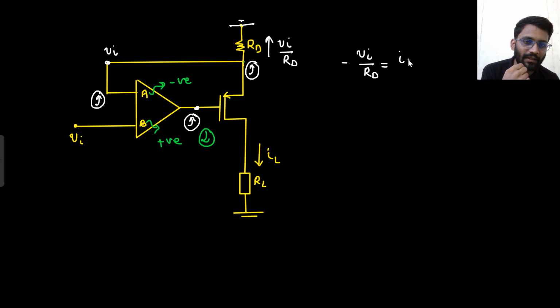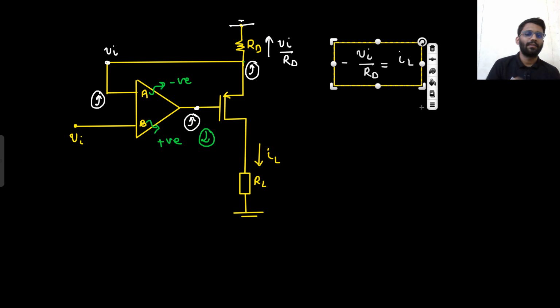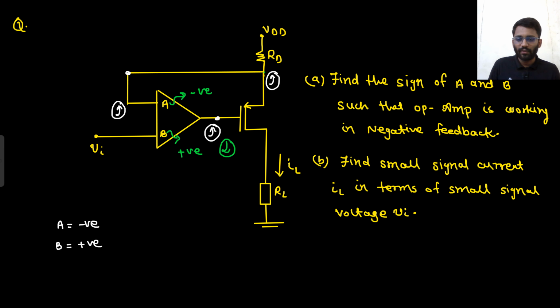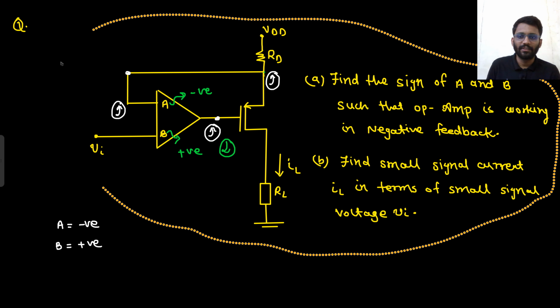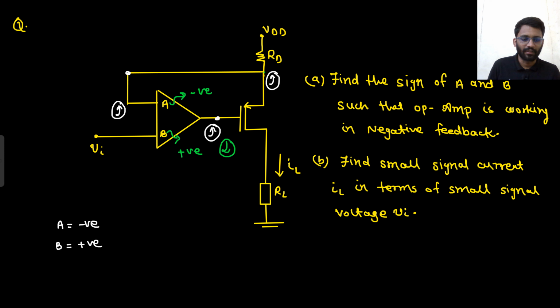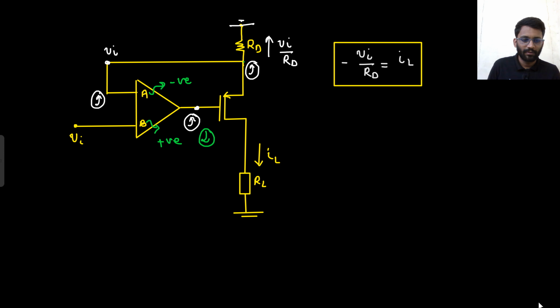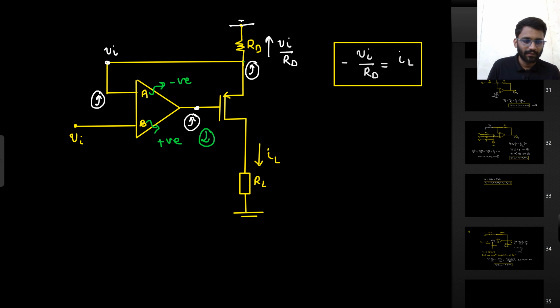So what is your IL? IL is minus Vin by RD. That's it. Okay. Understood this question? Very easy. Now I will do a very small change in this particular question, and I will make a new question out of it. So I will add a page.